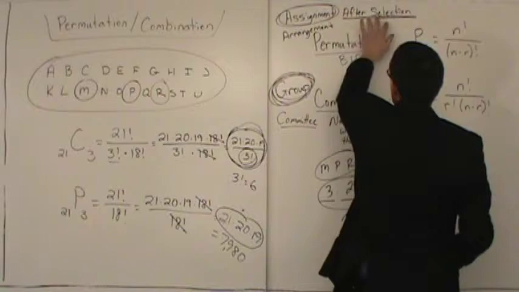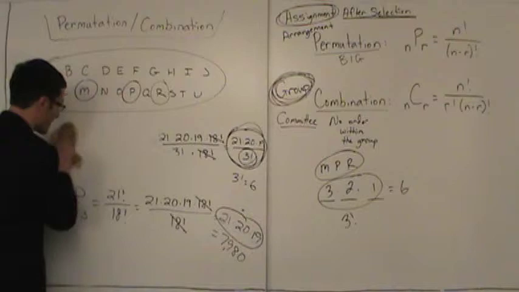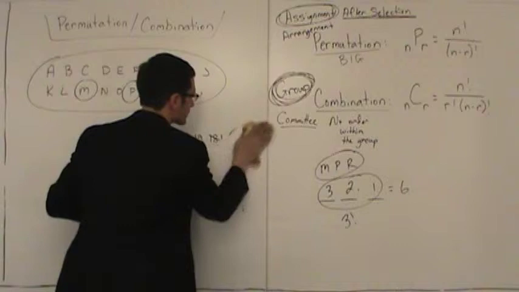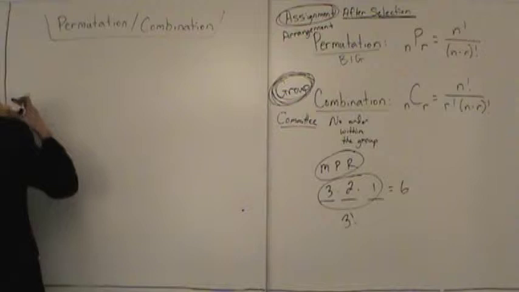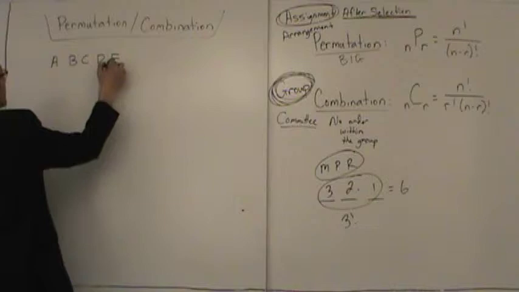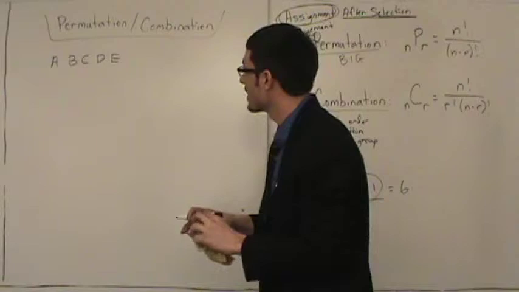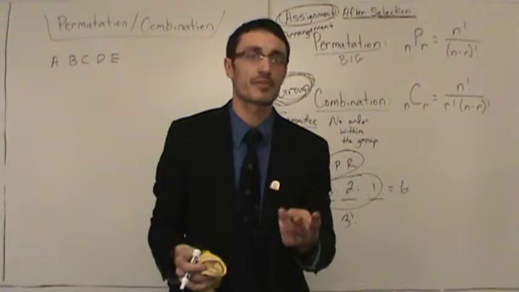Now, let's look at a simple example, okay? I'm going to diagram it out for you so that you can follow. We have A, B, C, D, E. We have 5 people, and each letter represents a different person. So my question is, how many ways can we select 3 out of 5 in terms of group?